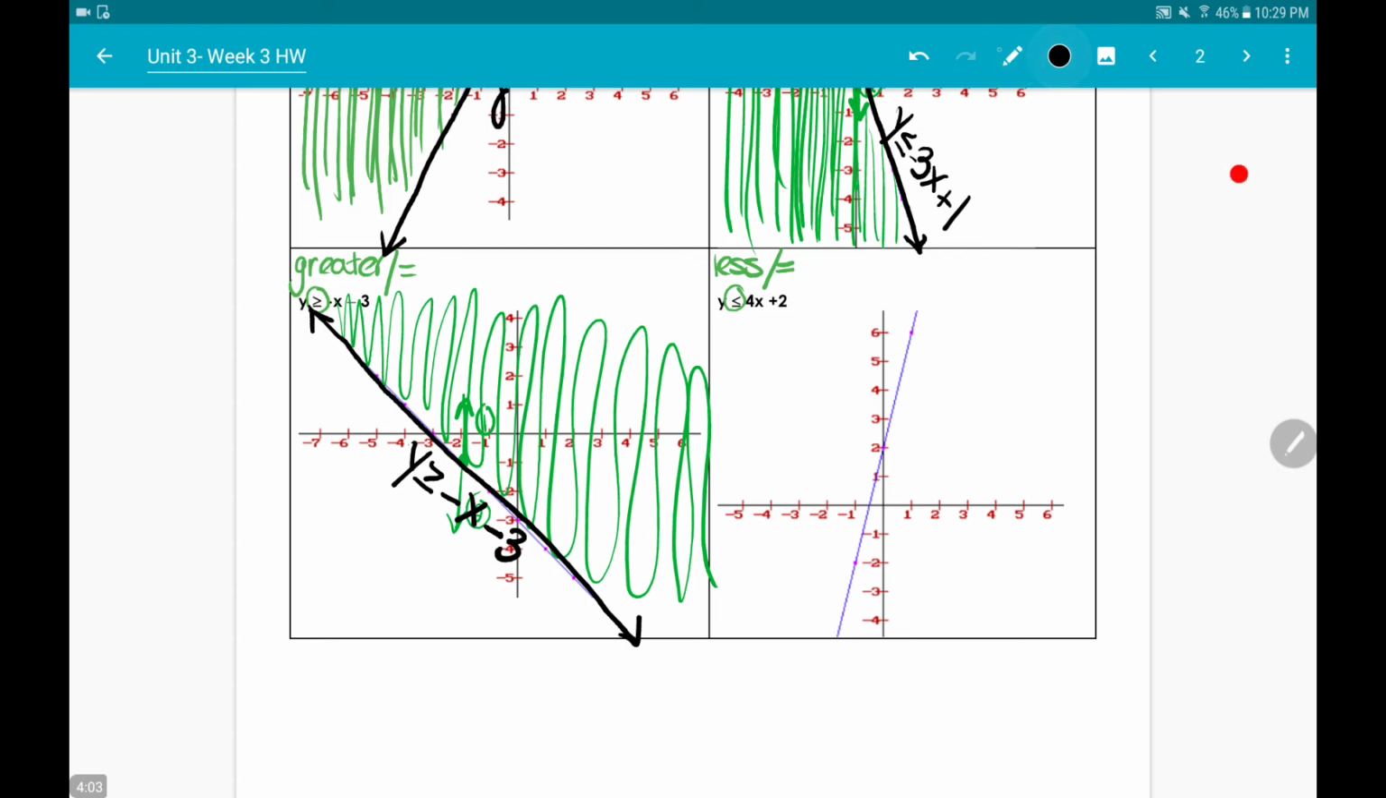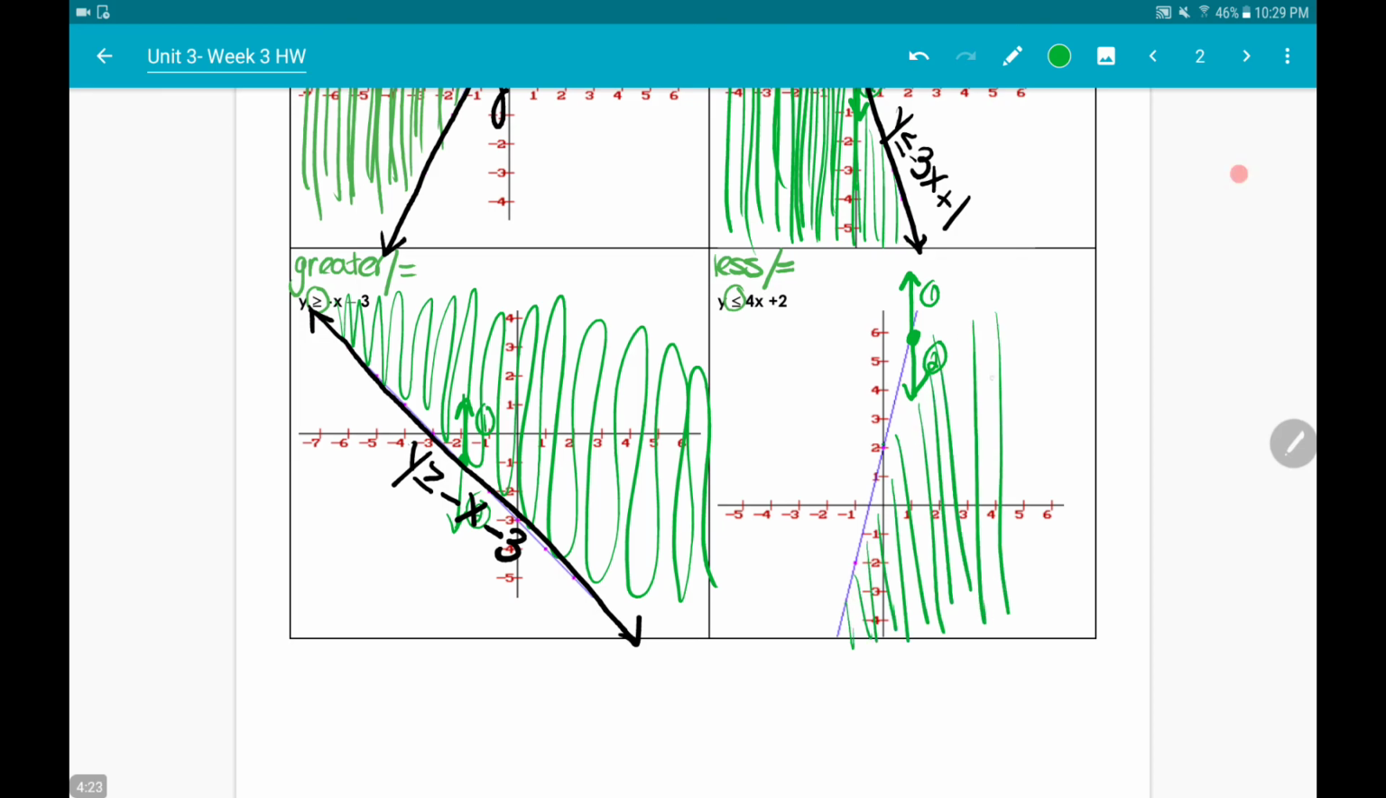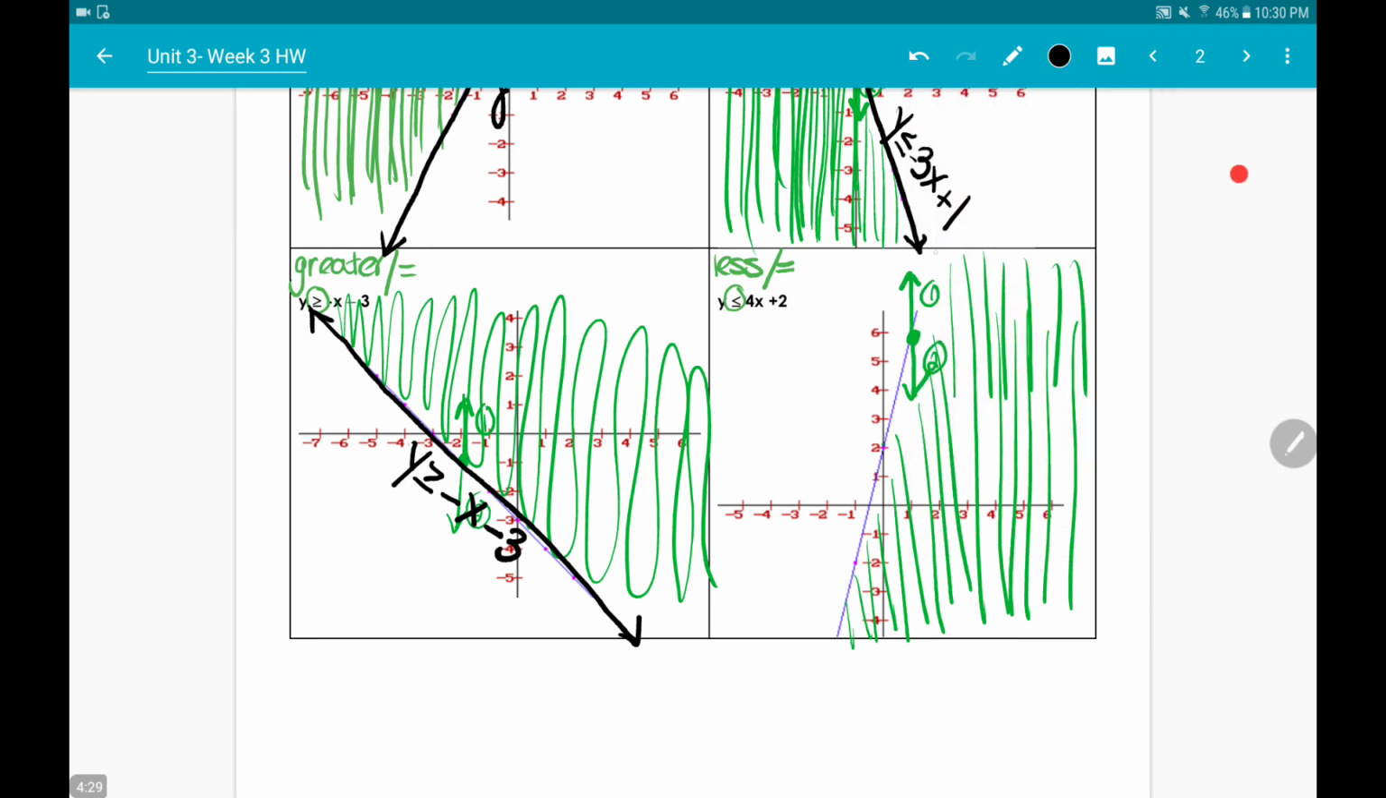All right, and last but certainly not least, we have a less than or equal to. Again, I'm going to pick a spot on my line. Are my smaller numbers this way or this way? Option 1 or 2? If you answered correctly, it is option 2. So everything on this side of the graph is going to get shaded in. I'm going to draw my line and label.